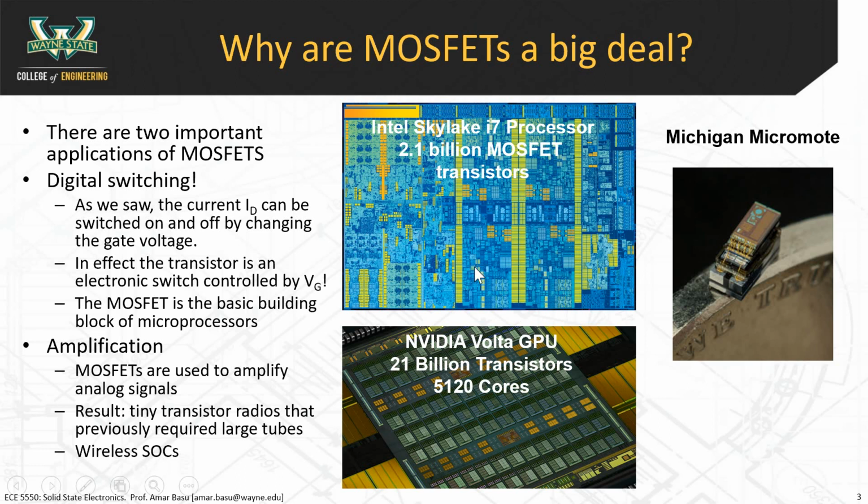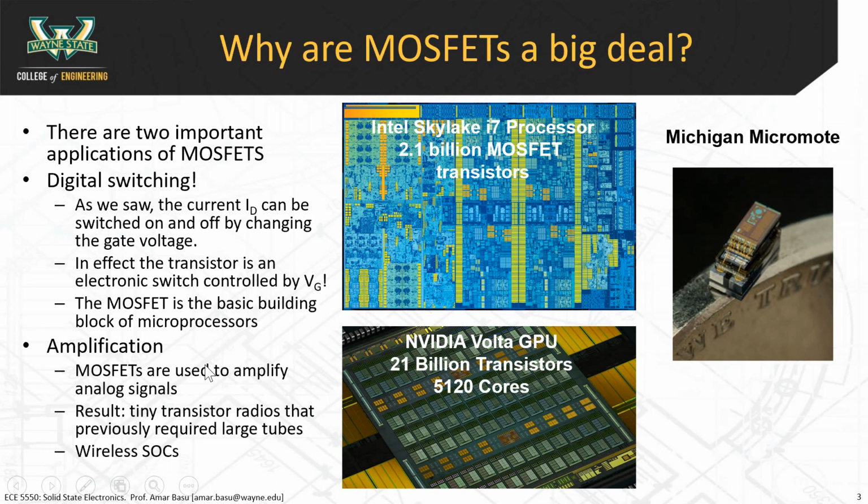So this has to do with digital switching. The fact that we're able to make the transistors very, very small, and the transistor being the elemental unit of a digital logic gate, this allows us to do incredibly complex amounts of computation through the use of MOSFETs.